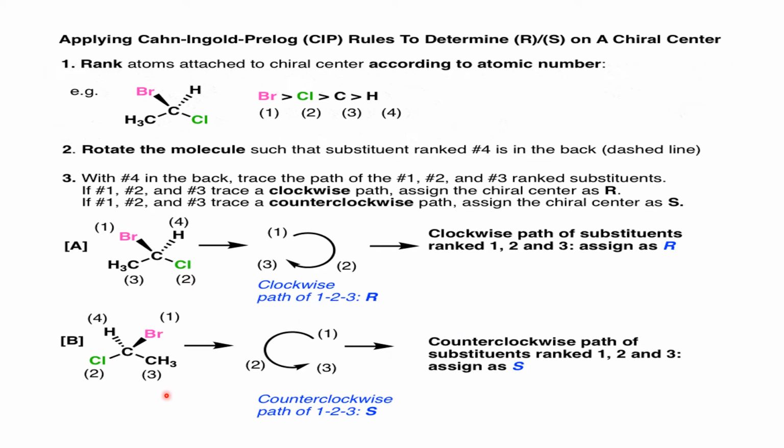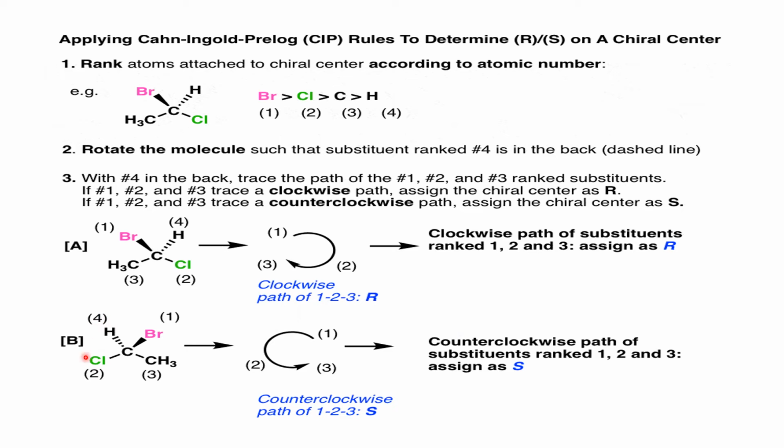Now take the case of B. For molecule B, the atoms or group of atoms attached are same: bromine, chlorine, carbon and hydrogen. And the priority is same. Highest priority is bromine, then chlorine, then carbon. But see their spatial arrangement. A and B are optical isomers which are connected as object to mirror image. That means they are enantiomers.